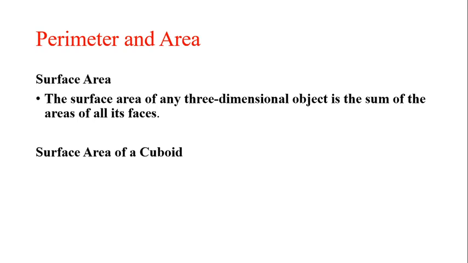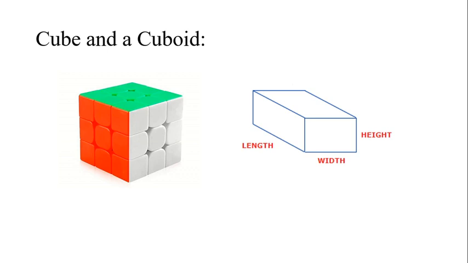First of all, let me explain what a cube and a cuboid mean. The picture shown on the left side is a cube and on the right side is a cuboid. Why is it called a cube or a cuboid? When all the faces are square, it is called a cube. And when the faces are rectangular, then it is called a cuboid.